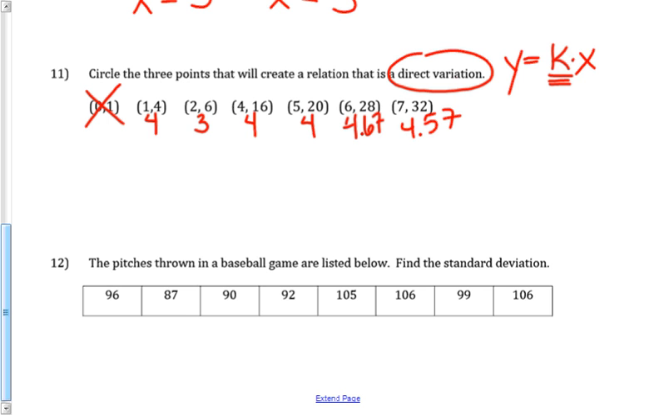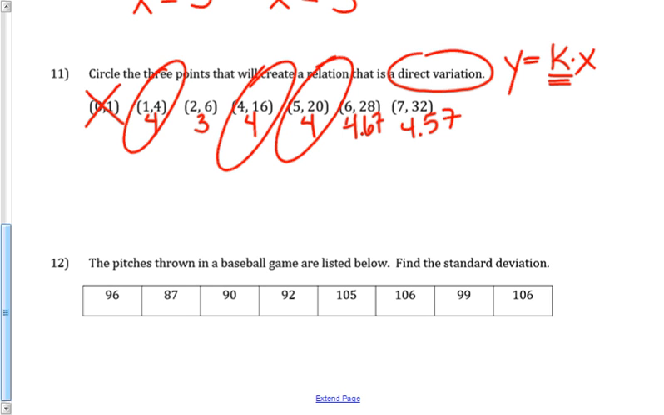Now to get those last two, because they're not integers, I'm just working backwards and dividing. So 28 divided by 6 gives me the 4.67. 32 divided by 7 gives me the 4.57. But we're looking for 3 points that all have the same constant value, which would be those 4 that all have that multiple of 4.